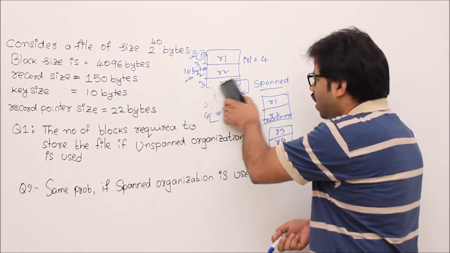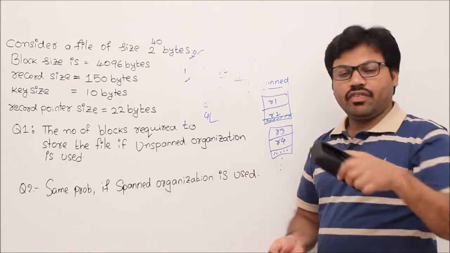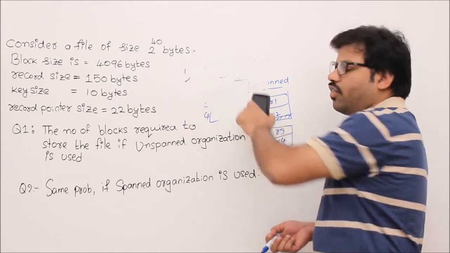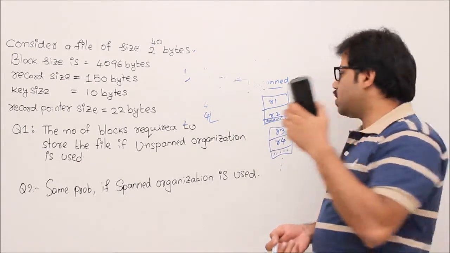Usually unspanned organization is better, but it wastes a lot of space. We should take care of those two things. If you are not really wasting a lot of space, better go for unspanned organization.